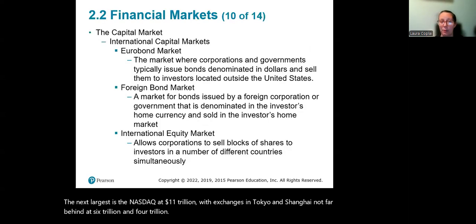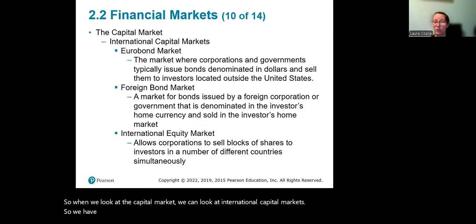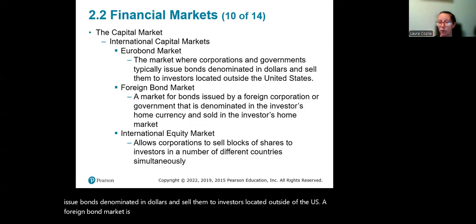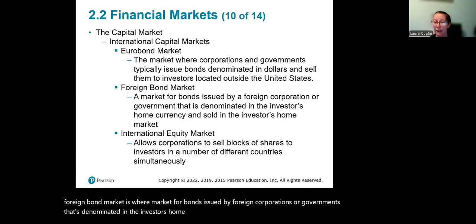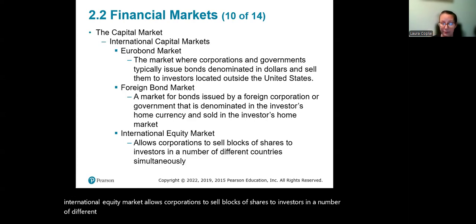So when we look at the capital market, we can look at international capital markets. So we have the Eurobond market. This is where corporations and governments are going to issue bonds denominated in dollars and sell them to investors located outside of the US. A foreign bond market is a market for bonds issued by foreign corporations or governments that are denominated in the investor's home currency and sold in that investor's home market. An international equity market allows corporations to sell blocks of shares to investors in a number of different countries simultaneously.